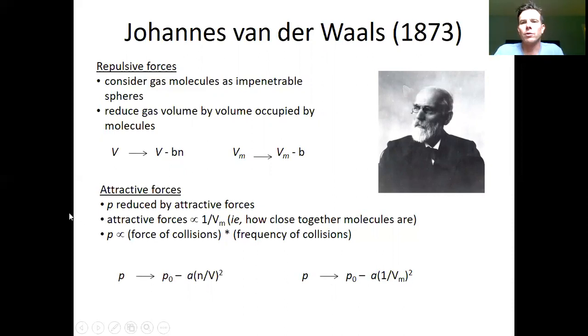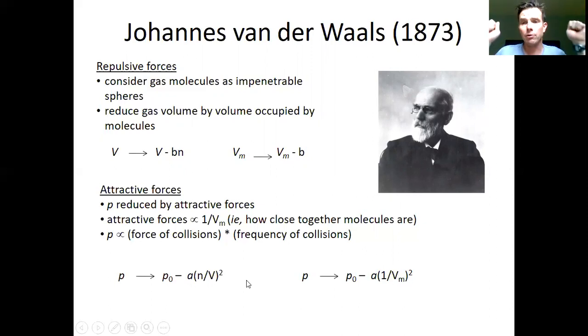With regards to the attractive forces, Johann said, I am going to imagine that the pressure is reduced by some attractive interactions between molecules. And so what he did was he took the pressure and he reduced it by some amount, which depended on how close the molecules were together. If the molecules were a long ways apart, interactions would be weak, and the pressure should approach what you would expect in an ideal type of situation.